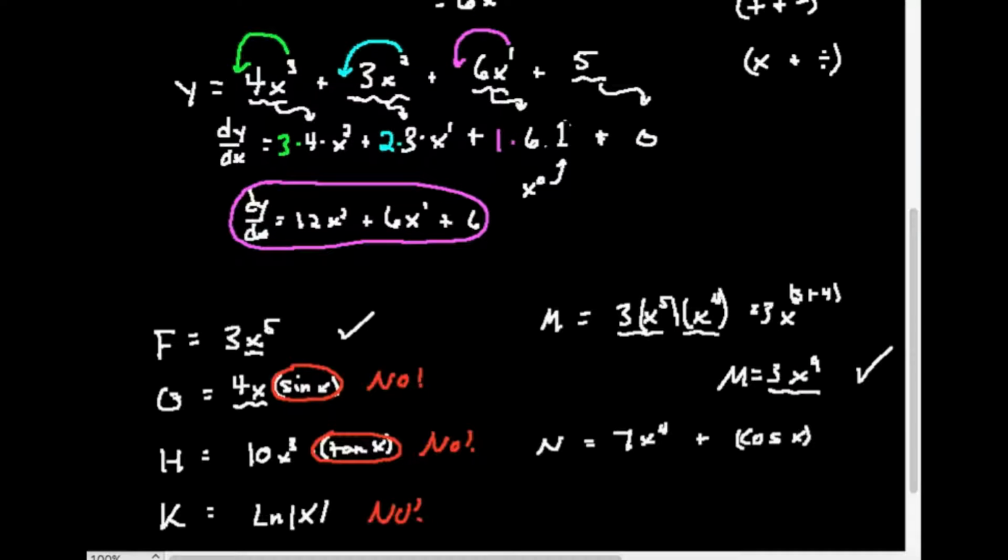Now think back to what we did over here. When I had a simple polynomial that was added to other things, I just treat each term separately. So if I want to take the derivative of this whole thing, I'm going to take the derivative of 4x cubed, which was 3 times 4 times x squared.